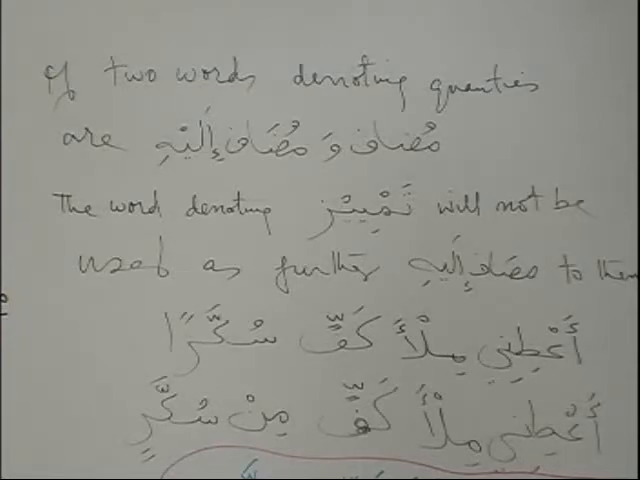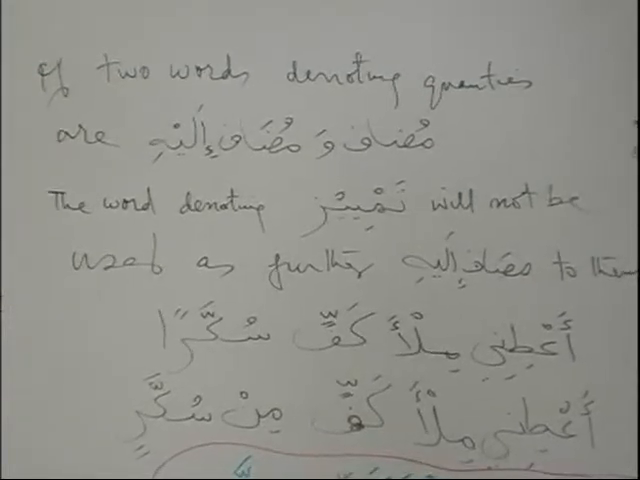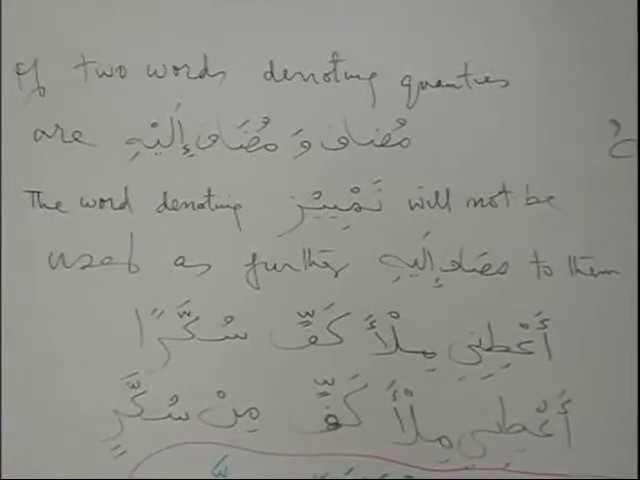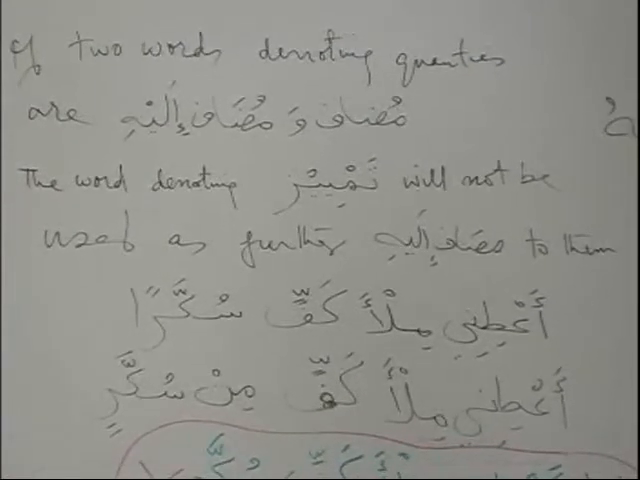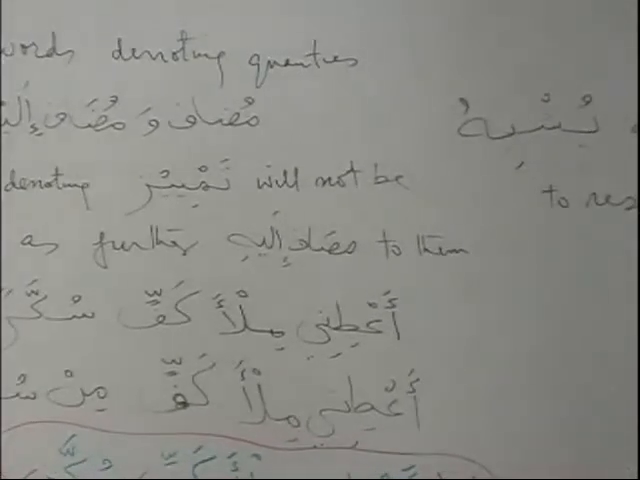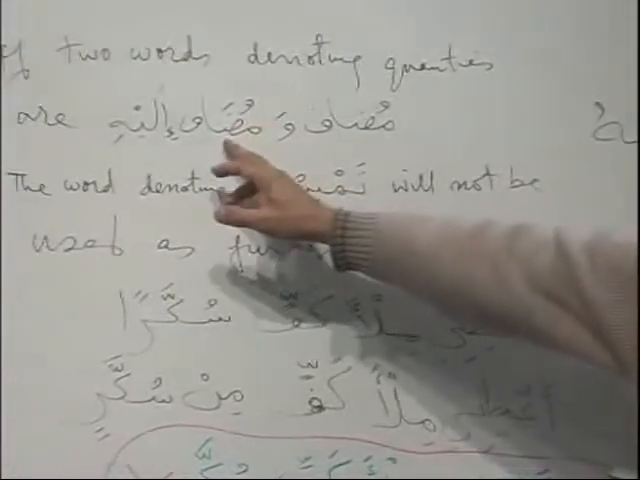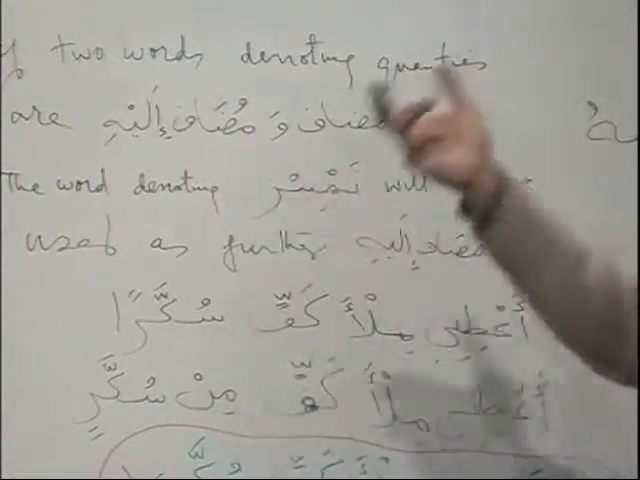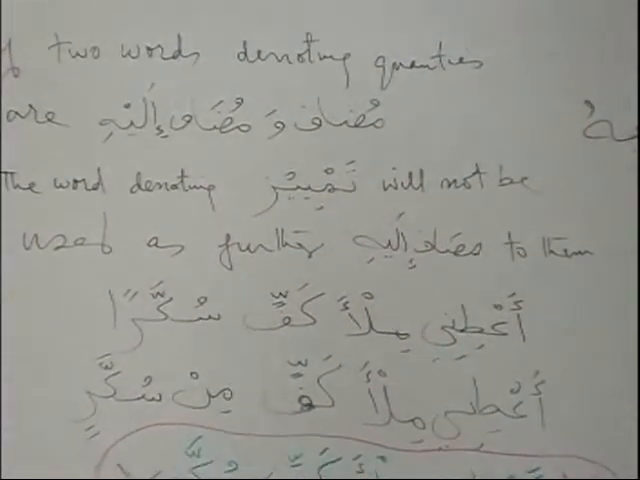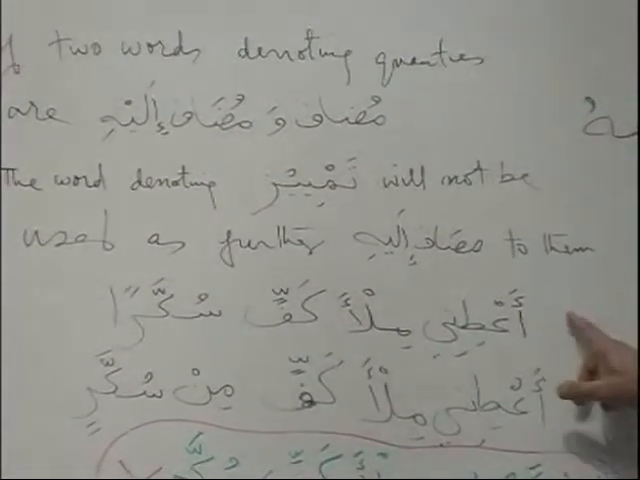It's best explained with the example. If two words are denoting quantities, are mudaf, mudaf ilayhi, the words denoting tamiz will not be used as further mudaf ilayhi. Okay, see, mudaf, mudaf ilayhi, you can make mudaf ilayhi again mudaf, and the tamiz mudaf ilayhi. You can't do that.